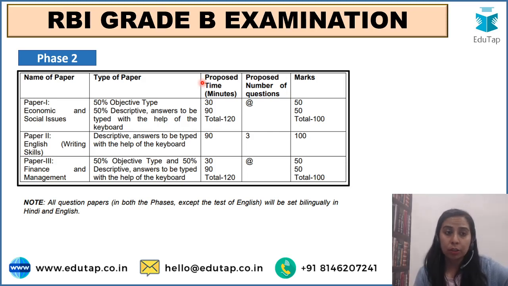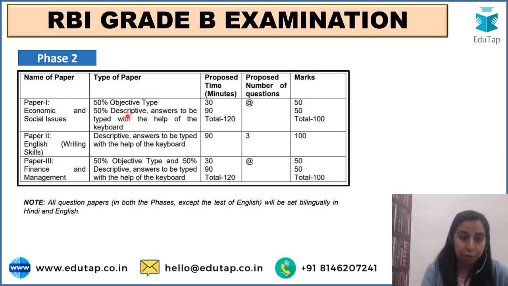Now, very important thing to note, in paper 1 and paper 3, that is ESI and FM, the marks are 100, but they are equally divided in 50-50. 50 marks are given to objective type questions, while 50 marks are given to descriptive type questions. That means you have to write the answers using keyboard.